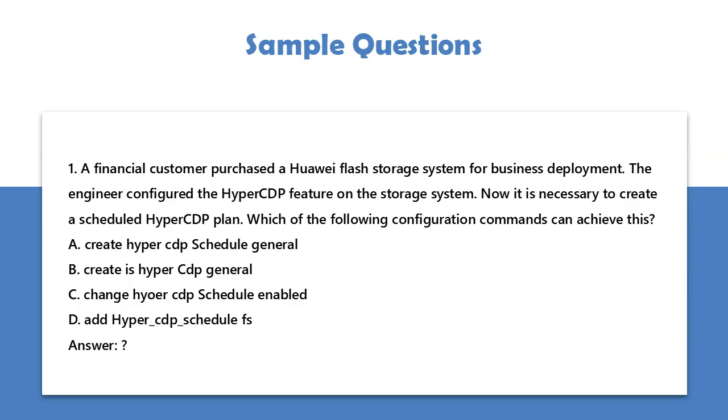1. A financial customer purchased a Huawei flash storage system for business deployment. The engineer configured the Hyper-CDP feature on the storage system. Now it is necessary to create a scheduled Hyper-CDP plan. Which of the following configuration commands can achieve this? A. Create Hyper-CDP Schedule General. B. Create Hyper-CDP General. C. Change Hyper-CDP Schedule Enabled. D. Add Hyper-CDP_Schedule FS.